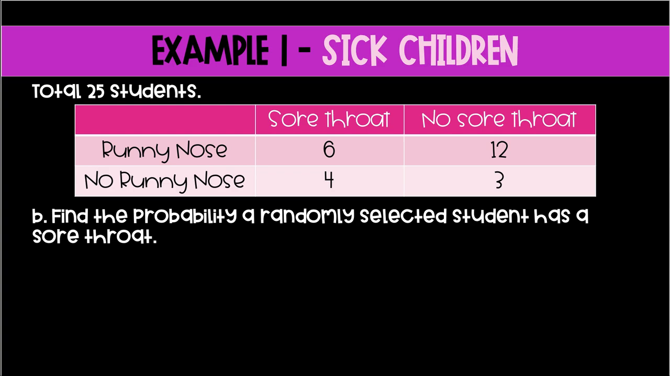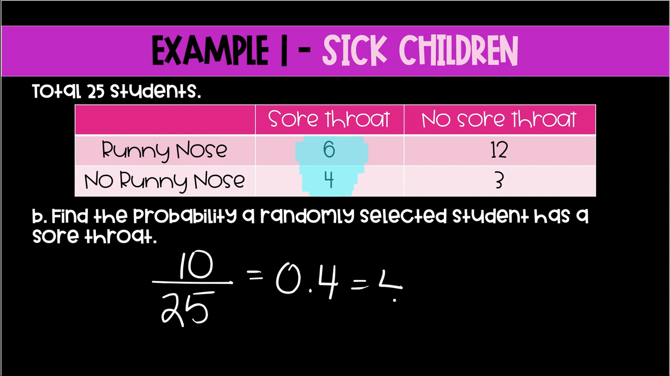If we want to find the probability of a randomly selected student having a sore throat, now we're going to take a look at the students that have a sore throat, with a runny nose and with no runny nose, because it's not specified. What I want divided by what I can get. What I want is any of these 10 students. What I can get is any of the 25. 10 out of 25 is 0.4, which is 40%. We have a 40% chance of selecting a student that has a sore throat out of the 25 students.